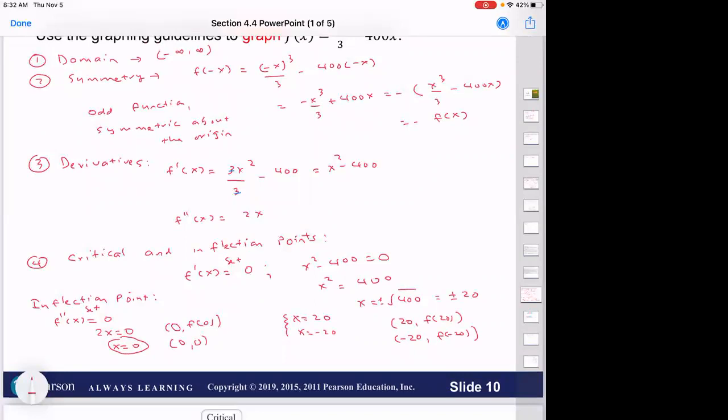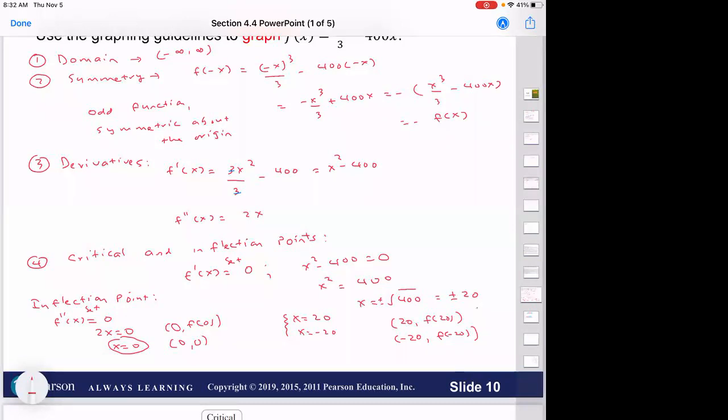So I have a question for you. At (0, 0), can we just declare that (0, 0) is an inflection point? The answer is no. We set the second derivative equal to 0 and find that (0, 0) is that point, but that doesn't mean (0, 0) is the inflection point. What is an inflection point? The point where the function changes its concavity.